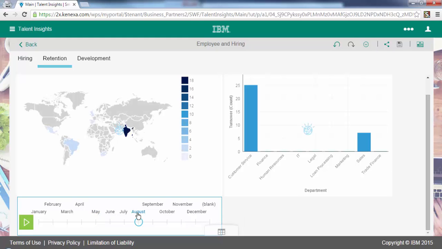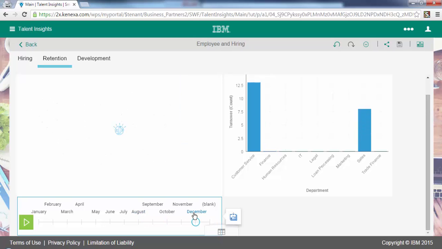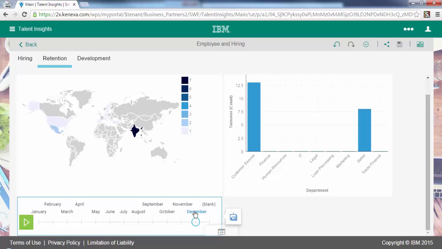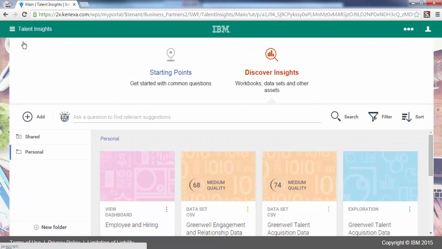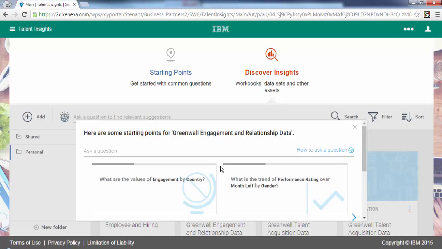As I click through the months in the timeline, I notice turnover in India is significantly higher than other countries and see a trend with the customer service department, and I want to investigate further. Talent Insights allows me to ask questions in natural language about my data and easily get answers without engaging a data scientist or having expertise in statistics.